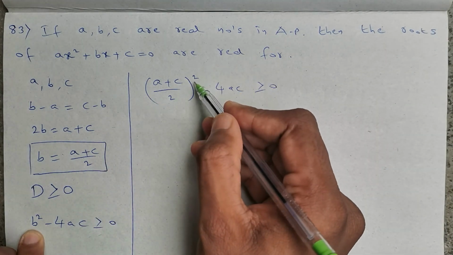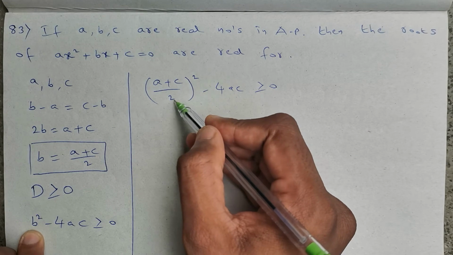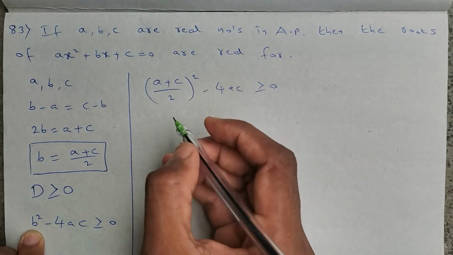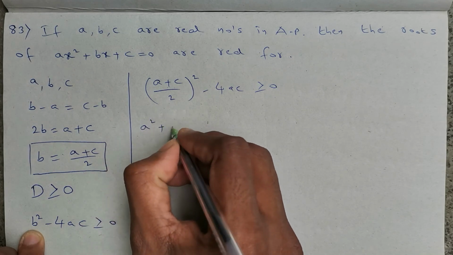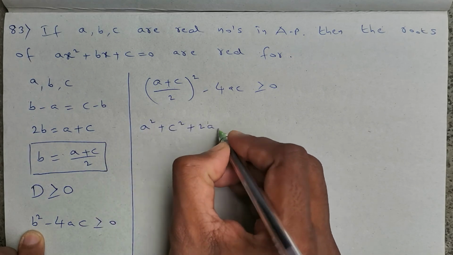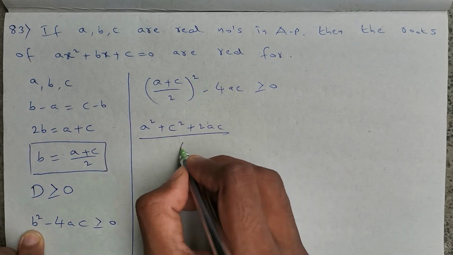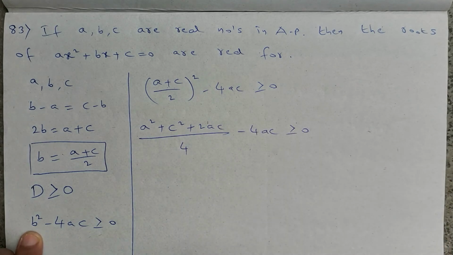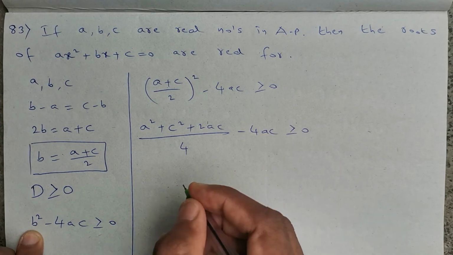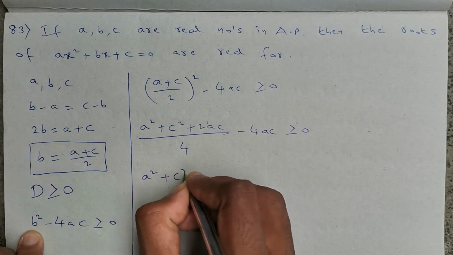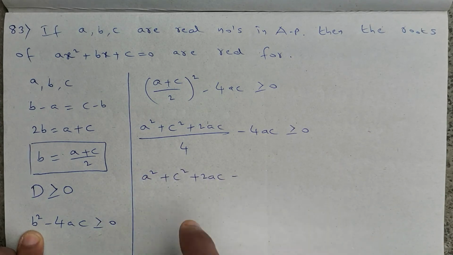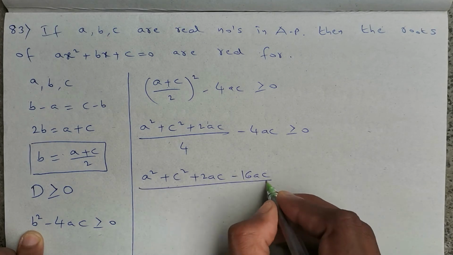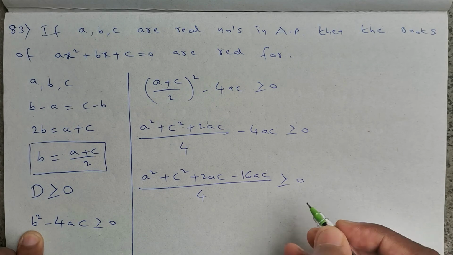This 2 is applicable for the numerator as well as the denominator. First I am applying it to the numerator: (a plus c) whole square, that is a square plus c square plus 2ac, divided by 4, minus 4ac, greater than or equal to 0. This 4 we will multiply with the second term, so we get a square plus c square plus 2ac minus 16ac, whole divided by 4, greater than or equal to 0.